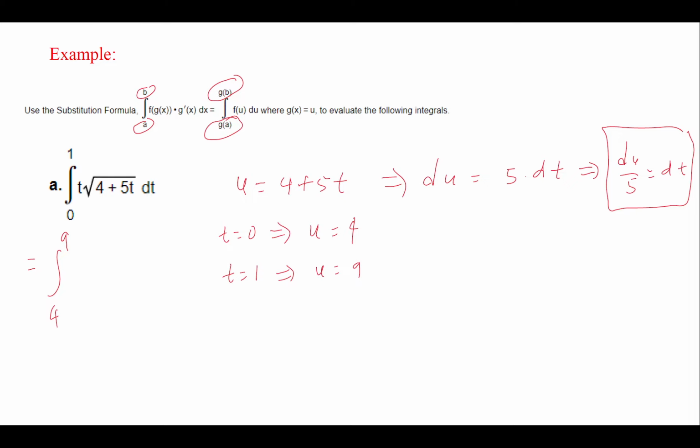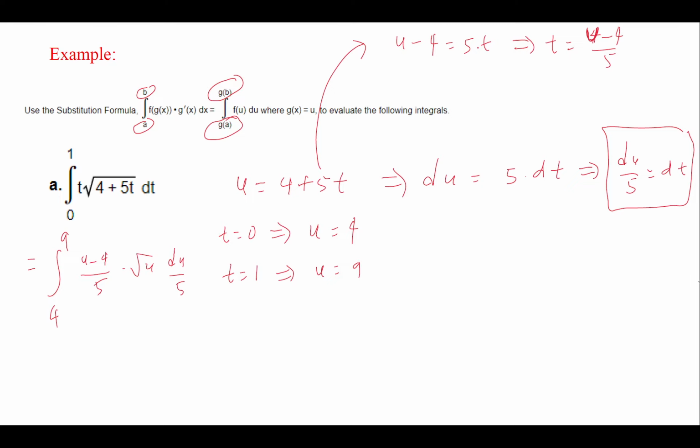Then instead of t we can find the value of t by simplifying this expression. I'm going to do it here: u minus 4 equals 5t, and we would like to find t. So t equals u minus 4 over 5. So I can replace this t by u minus 4 over 5, I can replace this square root of 4 plus 5t by the square root of u, and I can replace this dt by du over 5.